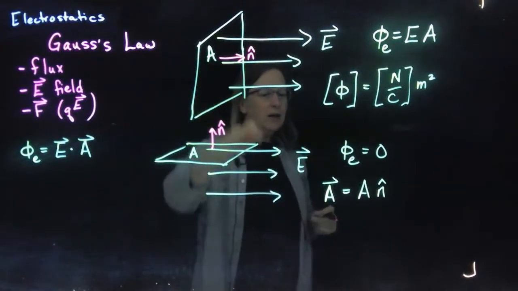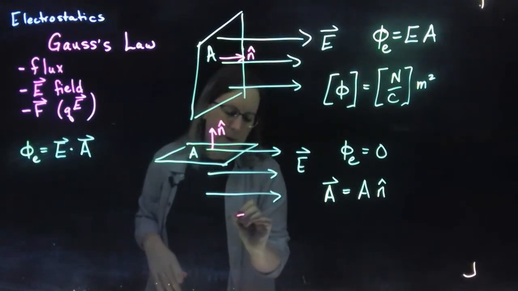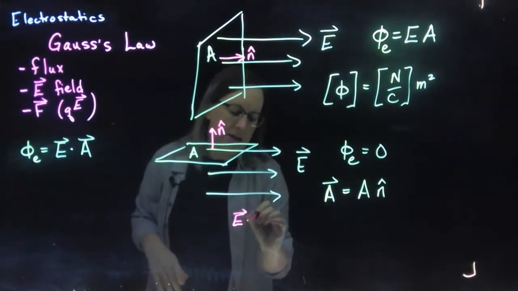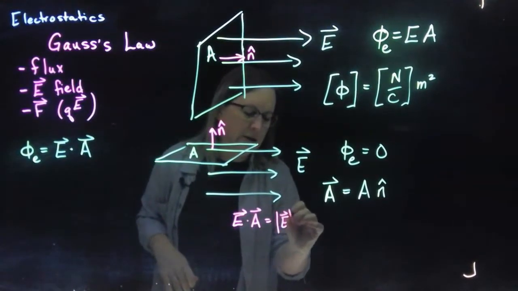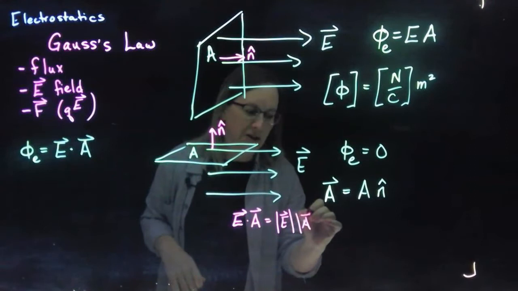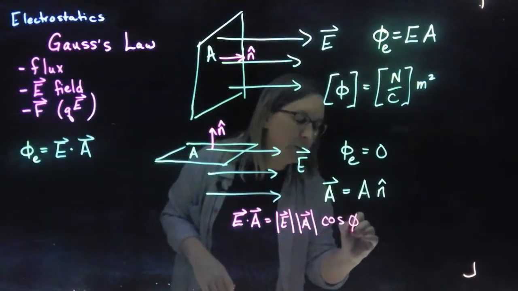So let's think about that with a dot product. The dot product, E dot A, is going to be the magnitude of E times the magnitude of this new vector I've designed, times the cosine of the angle between them.